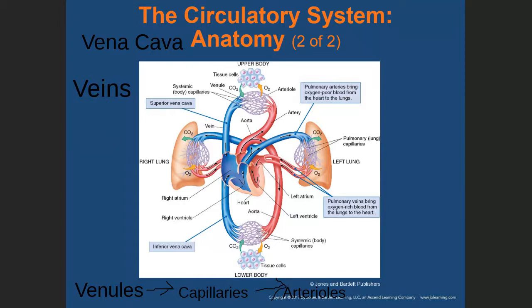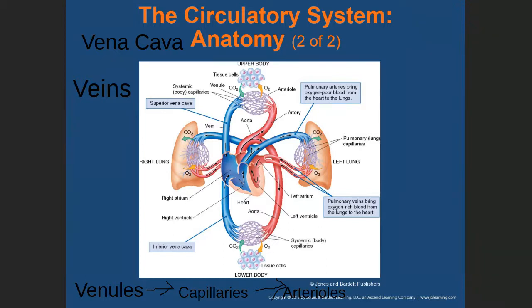Now the veins are low pressure vessels. Because of that, they have valves inside of them. The purpose of the valves is to prevent backflow of blood. The vena cava further breaks down into veins. Veins break down into venules. The venules are the smallest veins within the body.